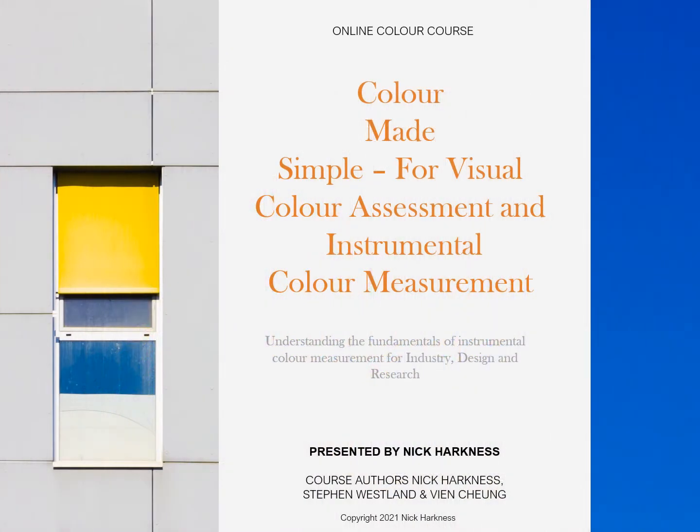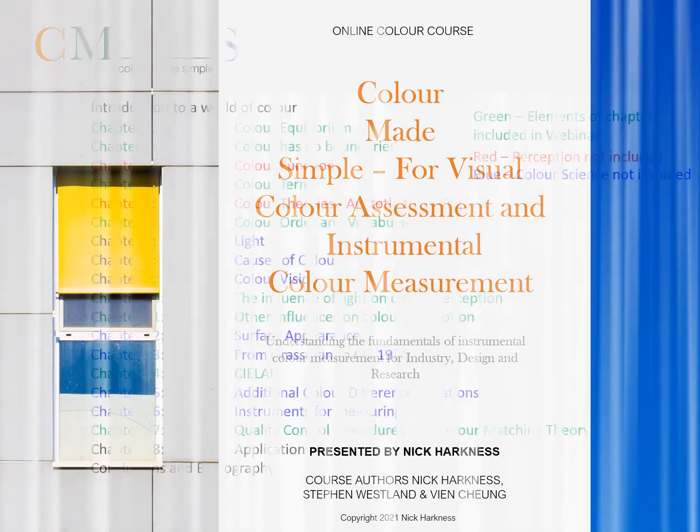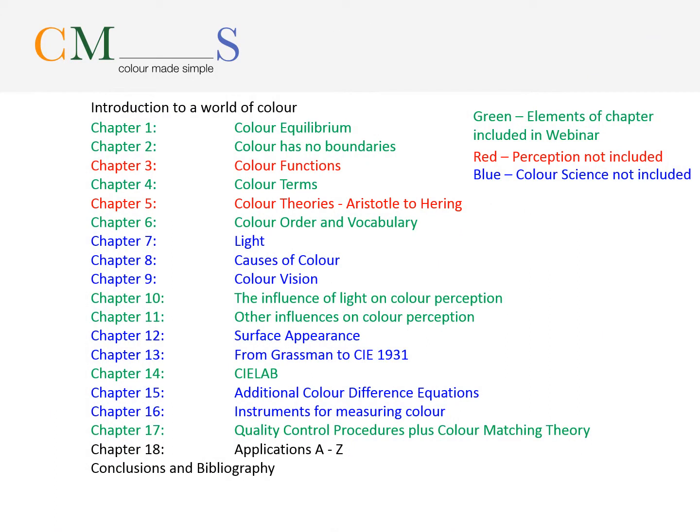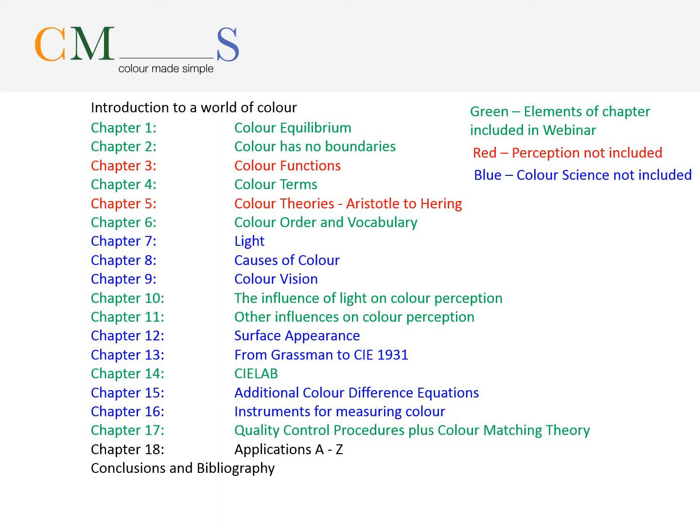Colour Made Simple, an online colour course for visual colour assessment and instrumental colour measurement, including interactive colour exercises. A course developed by Nick Harkness, Stephen Westland and Vien Chung. There are 18 chapters in CMS, and in keeping with the theme of a meeting of minds, they are split 50-50 between the world of art and design and the world of colour science. Today's webinar is a snapshot of the topics covered in CMS.